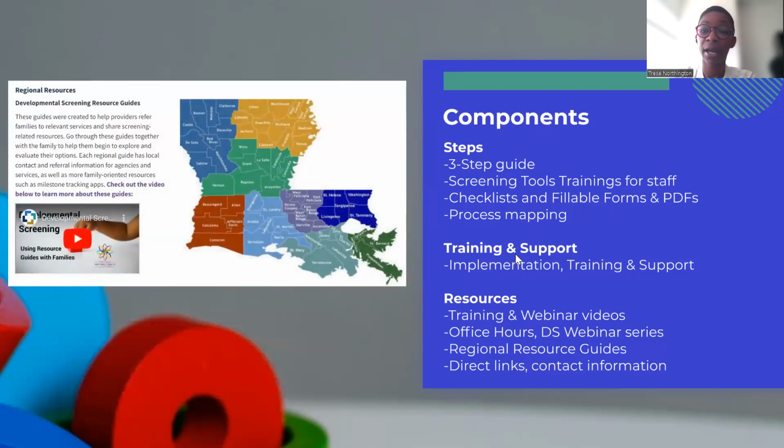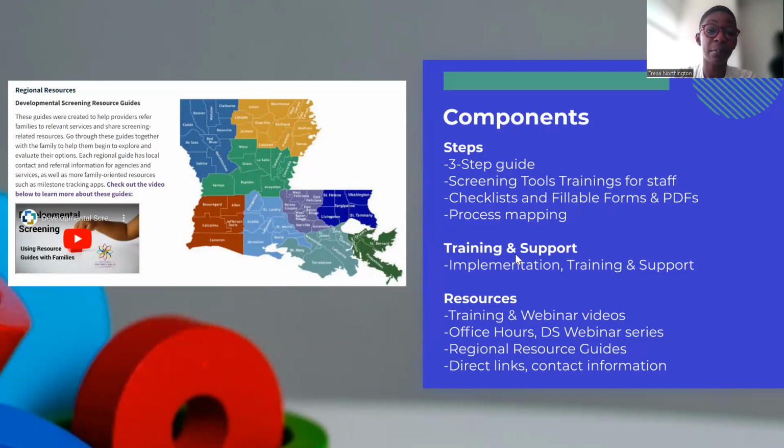Next part of our toolkit are the resources. Resources are absolutely wonderful here because they provide a lot of information and a lot of referral contact information that have already been researched. So one of those is our regional resource guides. These guides were created to help providers refer families to relevant services and share screening related resources.